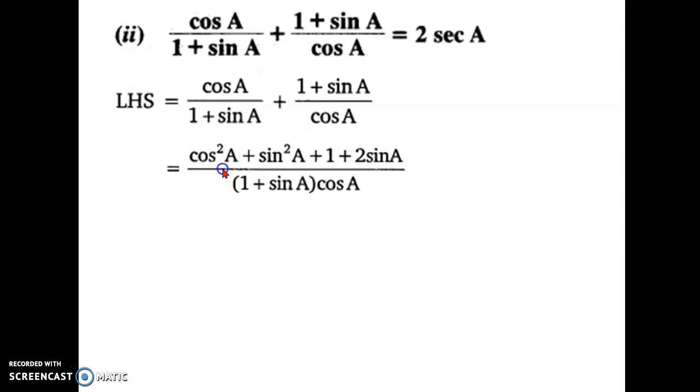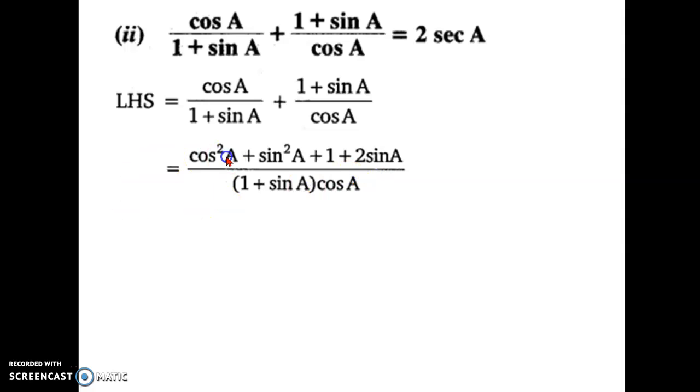So this will become cos square A. Then this is multiplied two times, so 1 plus sin A into 1 plus sin A. That means 1 plus sin A the whole square. So it is expanded with the algebraic identity, A plus B the whole square formula. So A is 1, B is sin A. So sin square A plus 1 plus 2AB, that is 2 into 1 into sin A. So that's why I am getting this one.